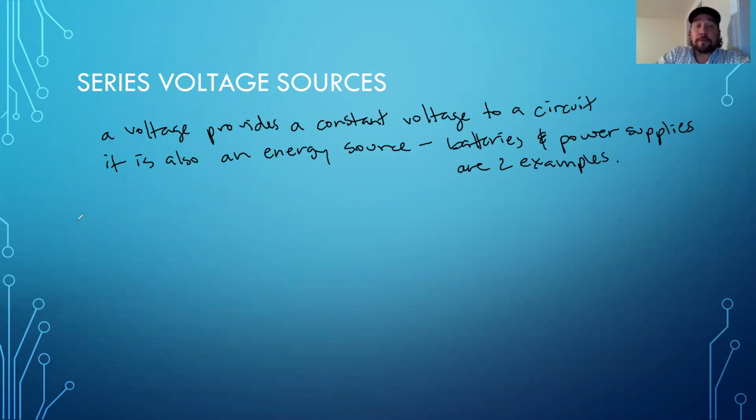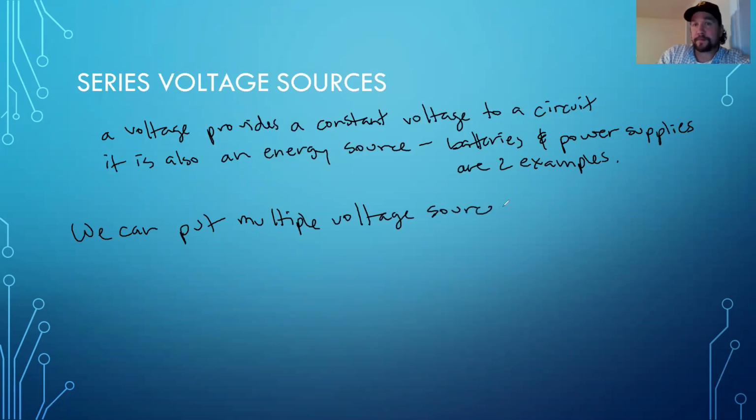But we also know, or you will know, that we can also put multiple voltage sources in series. This is often done in particular for batteries. We've seen in our labs that when you use one battery, it's 1.5 volts. 1.5 volts is a very limited amount of energy for many circuits. Many circuits need at least 3.3 or sometimes 5, sometimes 9, whatever it is.